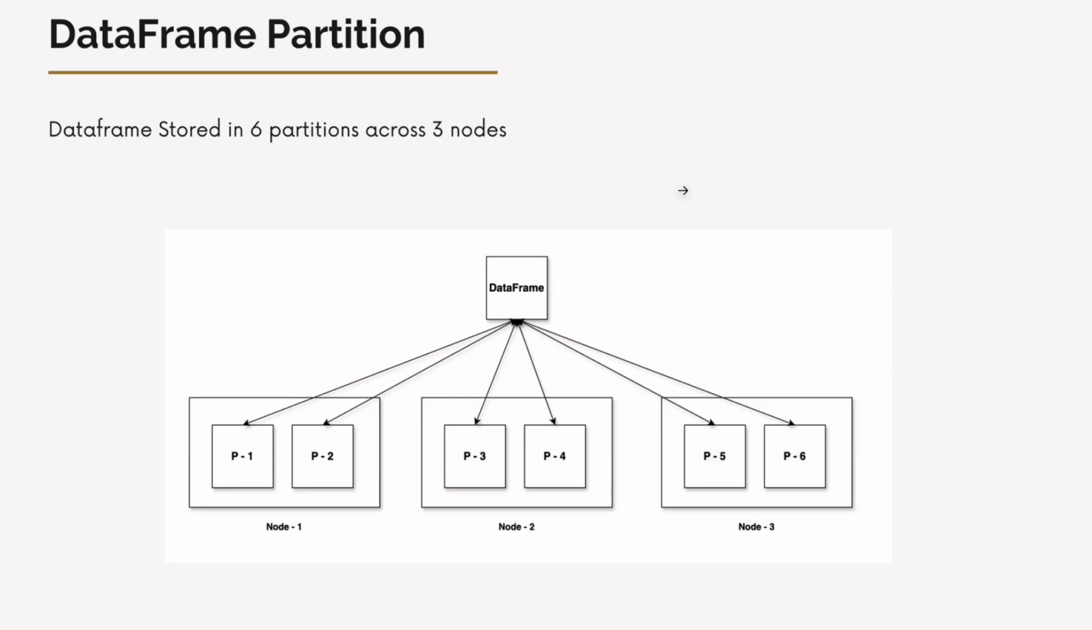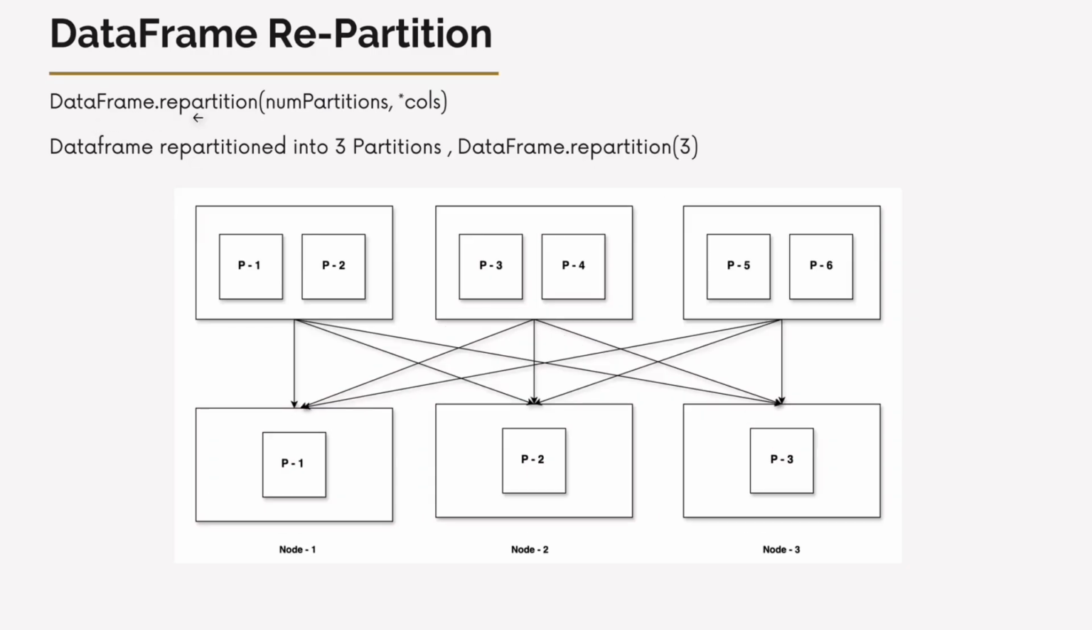So if we would like to increase or decrease the number of partitions, we have different methods. One of them is repartitioning. So let's try to understand how repartitioning works. This is the syntax of repartitioning: data frame dot repartition, and we have to provide the number of partitions and also the columns based on which the repartitioning should happen. For now, let's consider we have performed data frame dot repartition of 3. So from these 6 partitions, we want 3 partitions after performing this repartitioning.